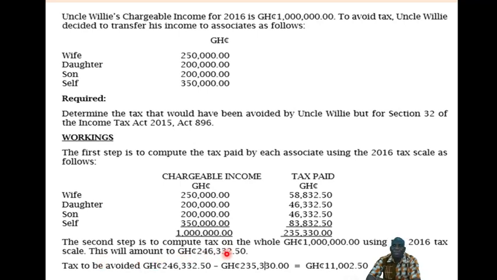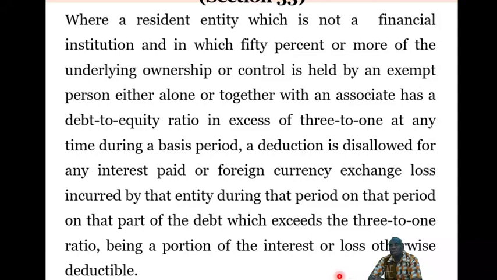246,335.50. Now the tax that would have been avoided but for Section 32 will be the difference between the tax on the aggregate amount of 1 million and the summation of the taxes on the various incomes that were split, and that gave a difference of 11,002.50. So this would be the tax that would have been avoided if Section 32 was not there. That is all. So that's that for income splitting.